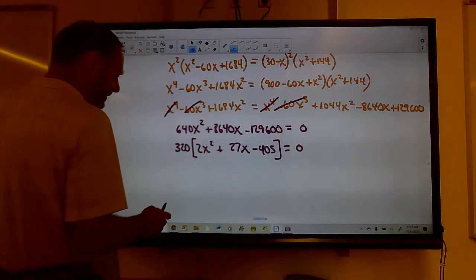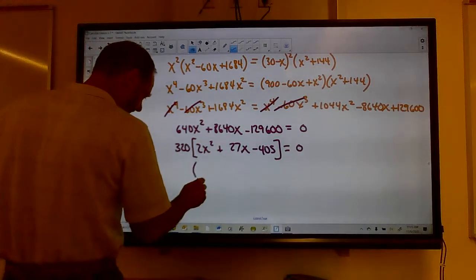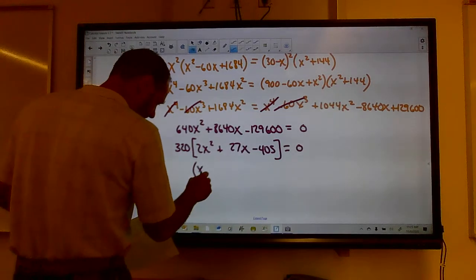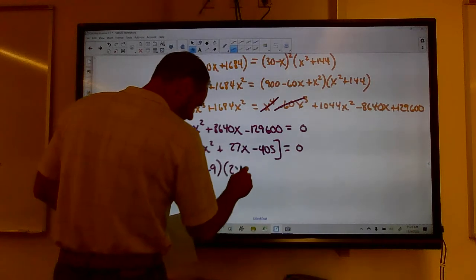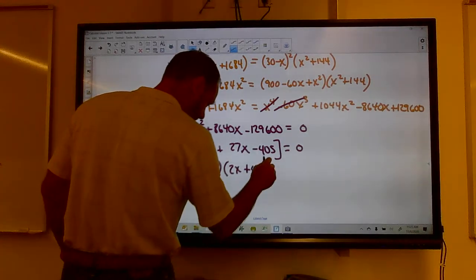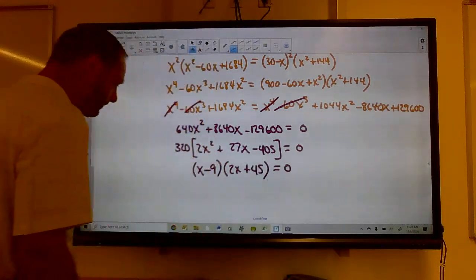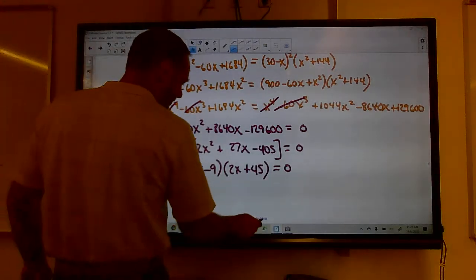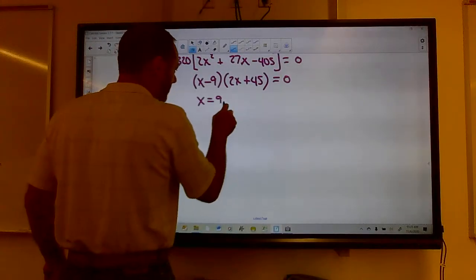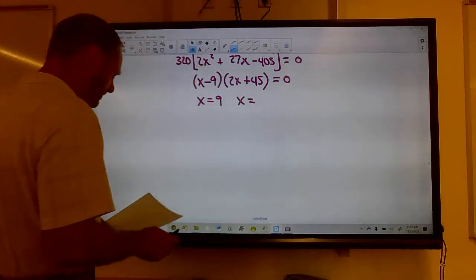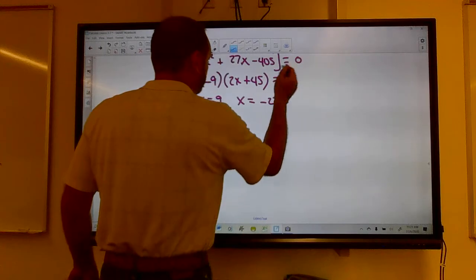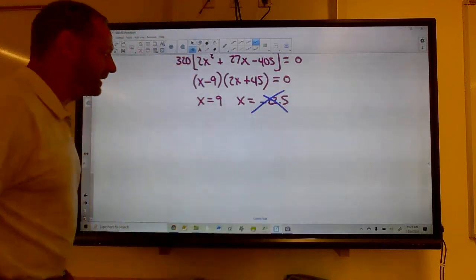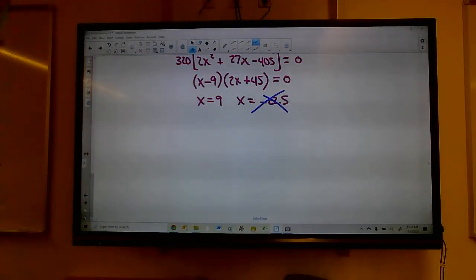Now, if you factor this, this actually comes out to be x minus 9 times 2x plus 45 equals 0. And then you can solve for both of these. X comes out to be 9. X comes out to be negative 22.5. I don't need this answer. It's extraneous because it's negative, and that's a distance that we're talking about here.